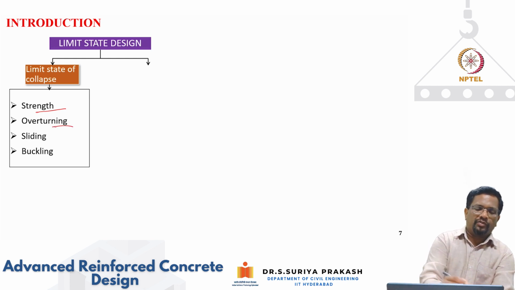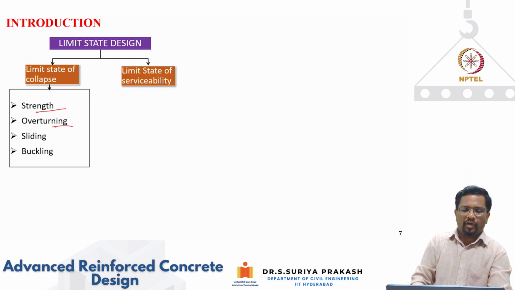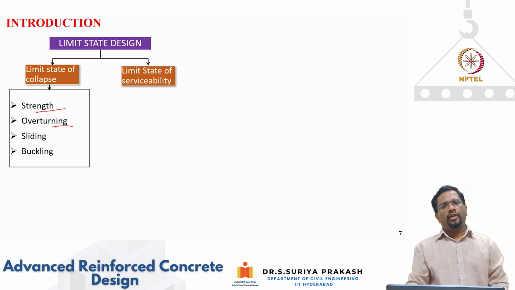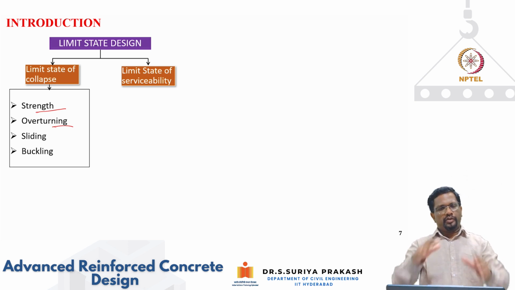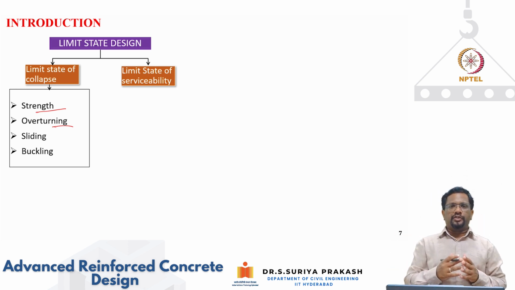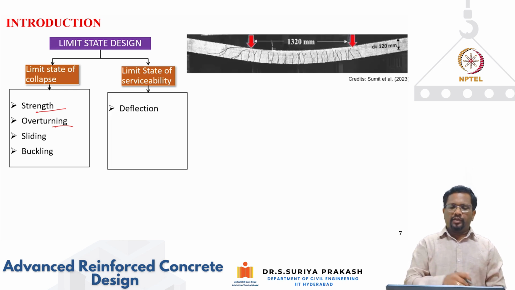And then we also check for overturning, sliding, buckling. All these things we check for limit state of collapse to make sure that these failure modes do not happen. Right. Then once we finalize your cross section dimensions and arrangement of your structural members, then we go ahead and check limit state of serviceability.